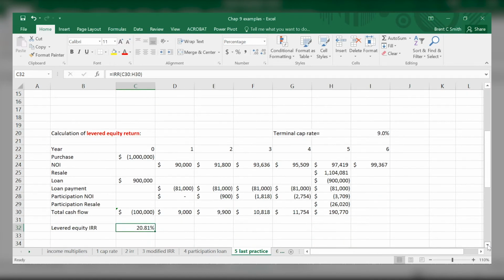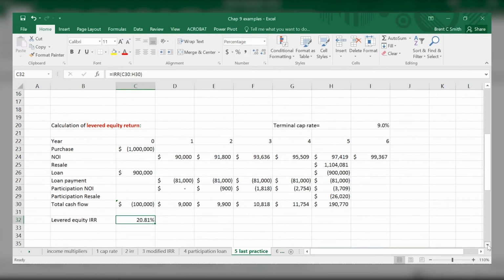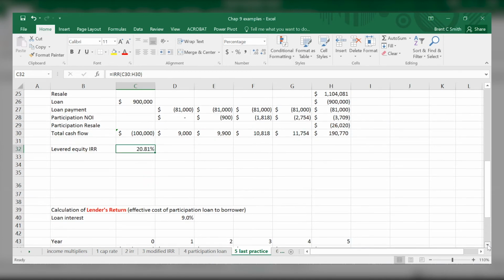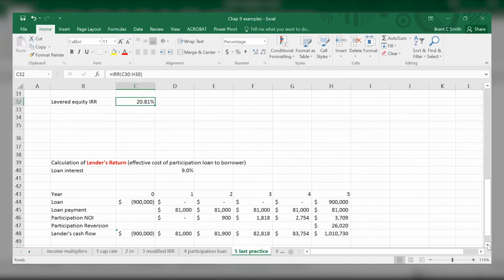So at the moment, the way it's structured, it looks like a pretty good deal. Let's see what happens to the financial institution, remembering that their loan was for 9%. I'm going to go through this quickly since you've already seen the numbers. They're giving us a loan for $900. They get their interest charges, they receive their portion of the operating returns, and they receive their proceeds from sale.